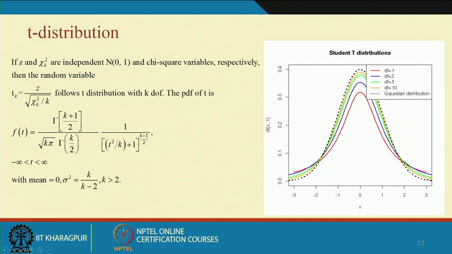Okay. So, this is our t, that you see, how the t distribution looks like. Okay. So, when the sample size is large, the t distribution will become almost a normal distribution, equivalent to the normal distribution. Now, let us see the use of the t distribution.